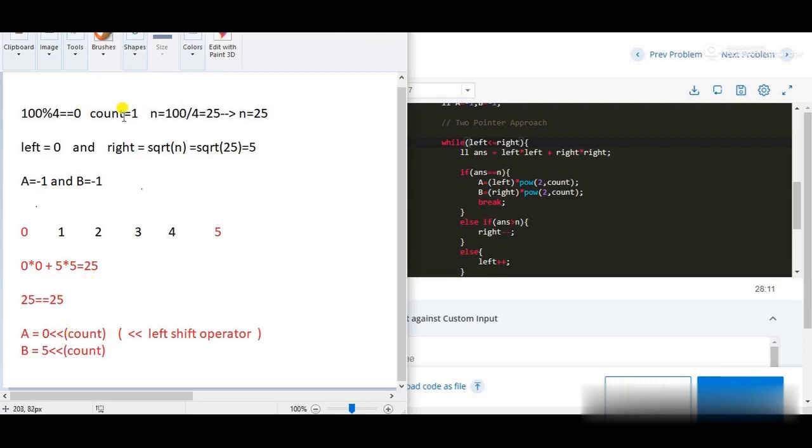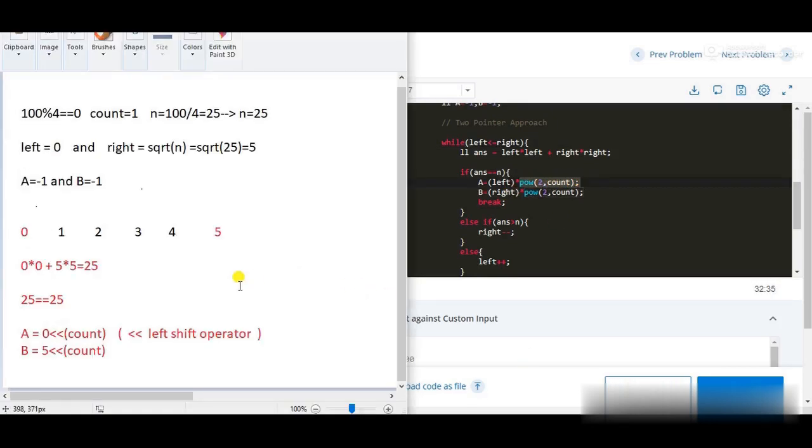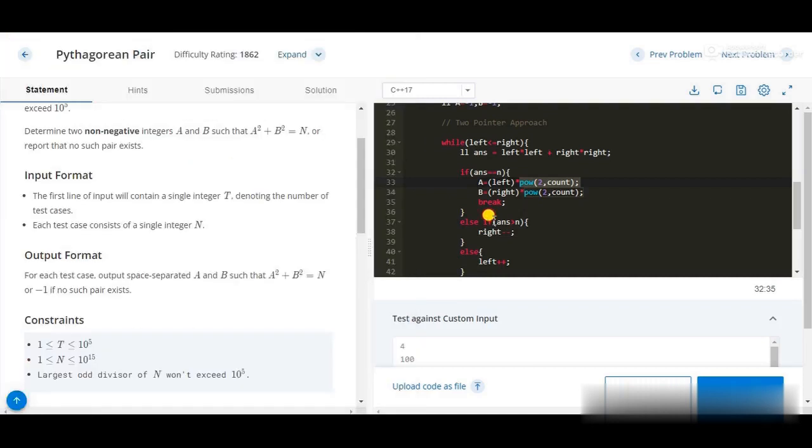As our count is 1, left shift operator is nothing but power of 2 to the power count. Means left, it is 0 into 2 to the power 1 and it is 5 into 2 to the power 1. 0 into 2 to the power 1 is nothing but 0 and 5 into 2 to the power 1 is nothing but 10. So our a is equal to 0 and b is equal to 5 into 2, which is equal to 10. And we get the corresponding answer, that is 0 and 10. This is our approach for solving this problem.